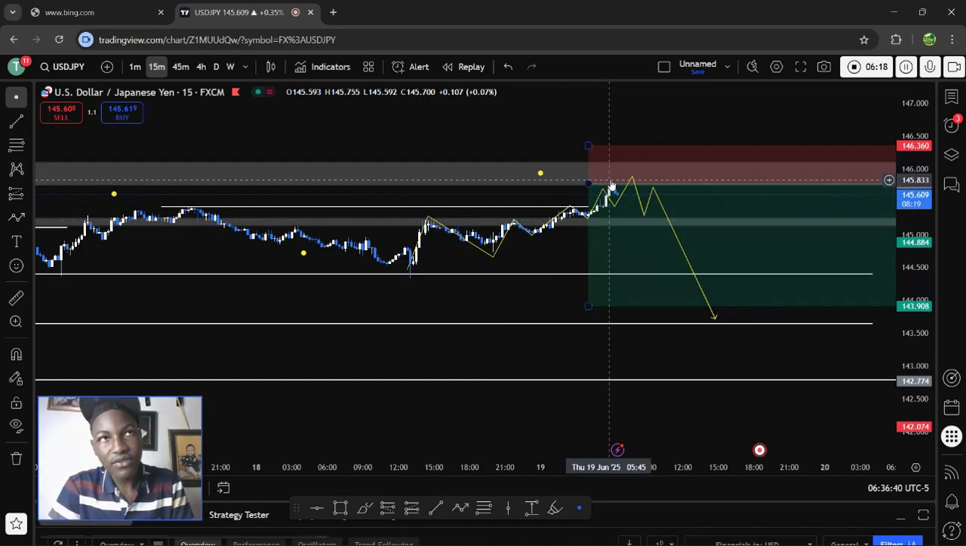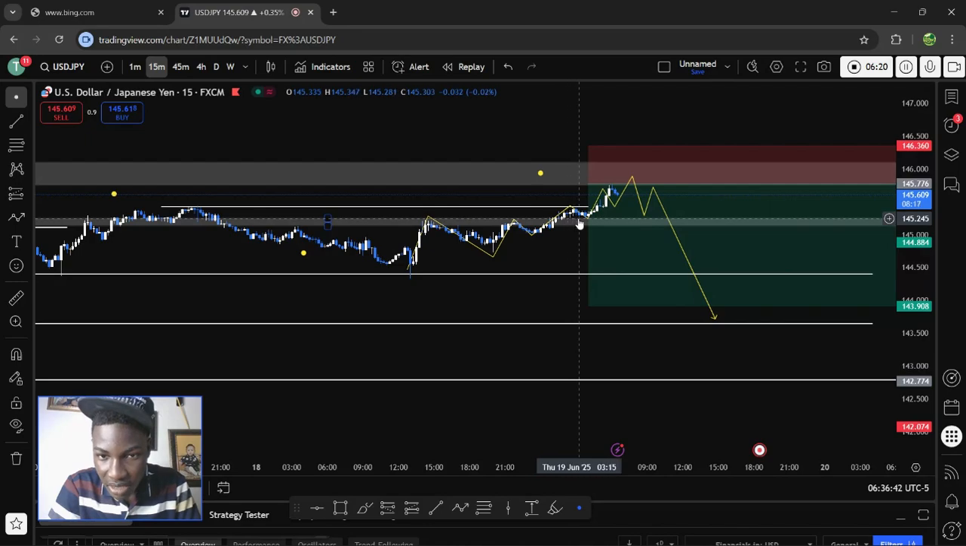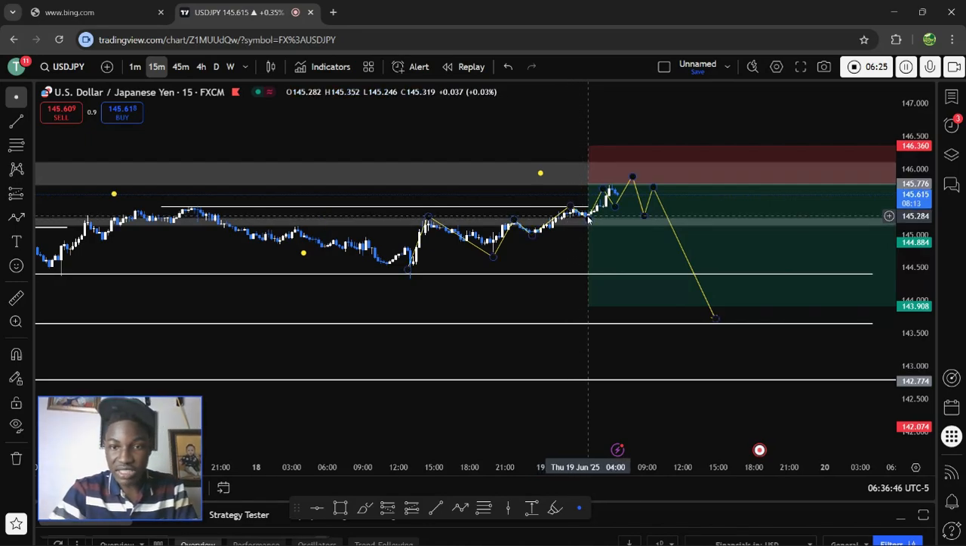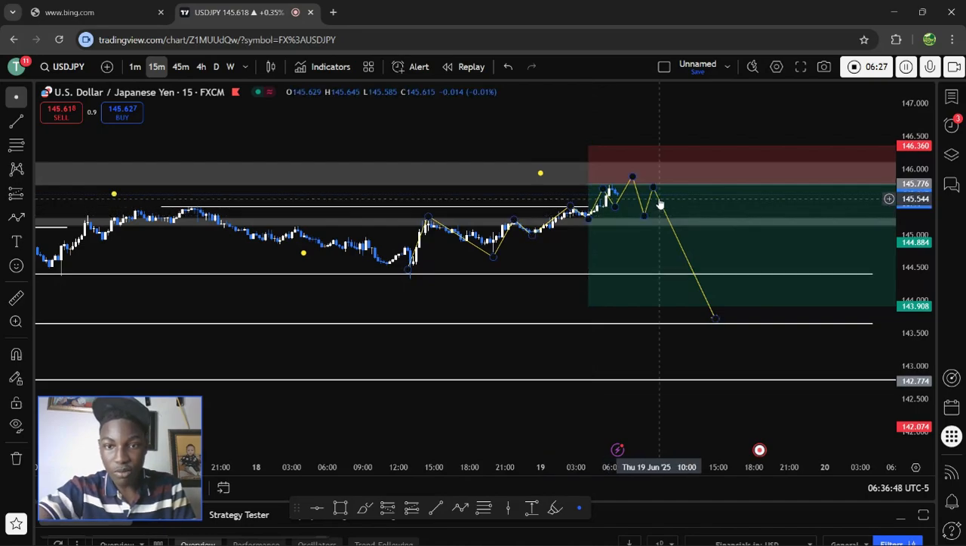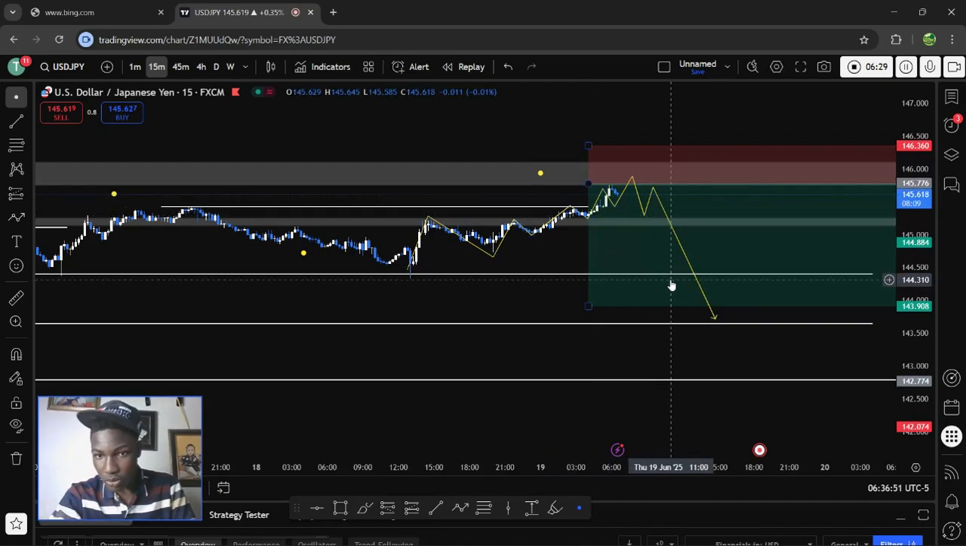So what we now need to form is, where is the higher low? This higher low here needs to be taken out. Then we form a lower high, then we form a lower low.